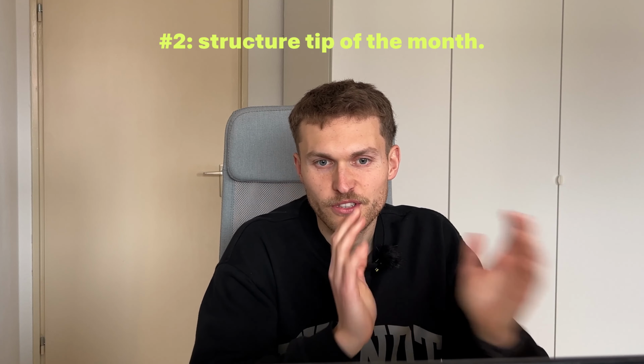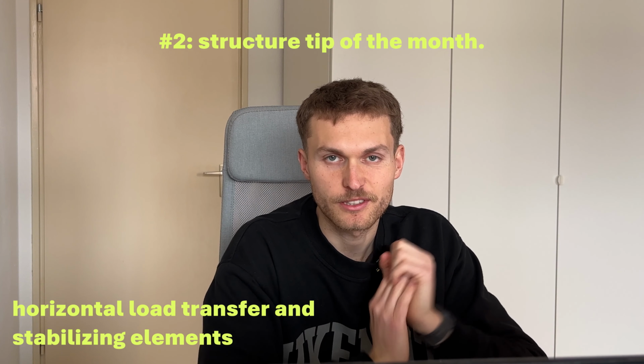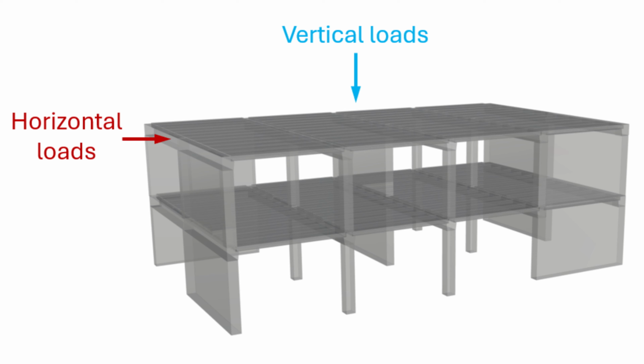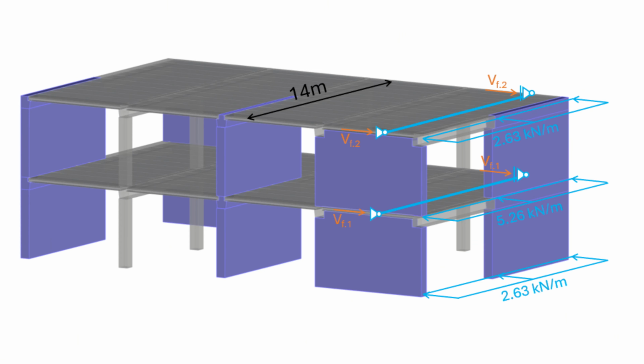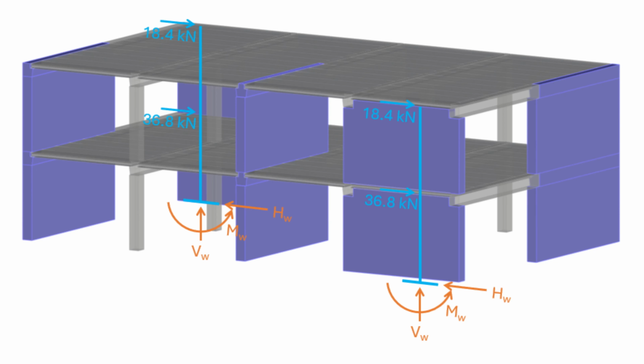Structure tip of the month: horizontal load transfer and stabilizing elements of a building. When designing a building, my job as a structural engineer is basically to transfer vertical and horizontal loads through a building and down to the foundation and then to the soil. And by doing that, actually also verifying that all structural elements can resist these loads. In the last episode, we covered vertical load transfer. So today I'll show you how the horizontal area loads applied on facades become line loads which act on floors, and then how this line load then turns into a point load on top of a shear wall.